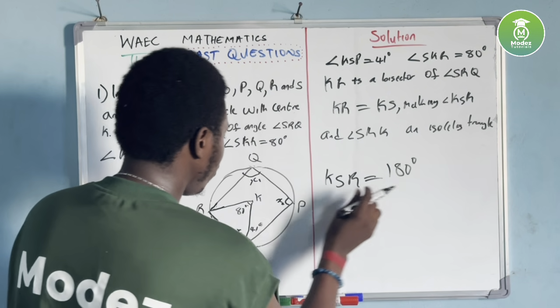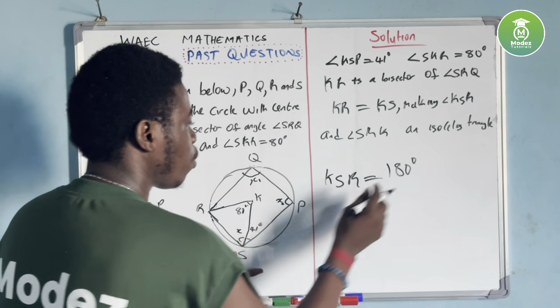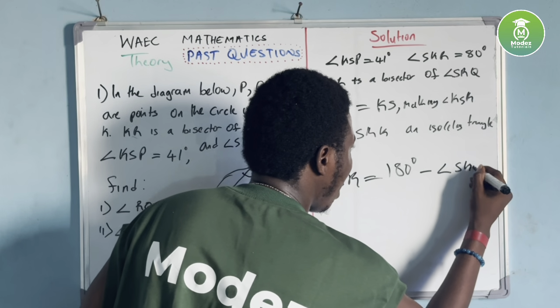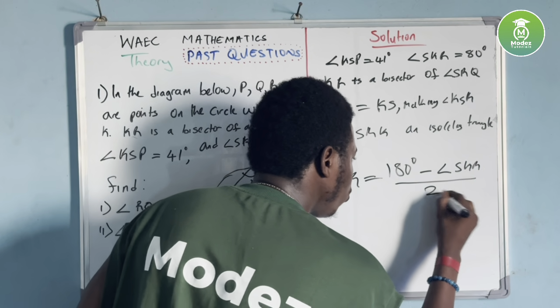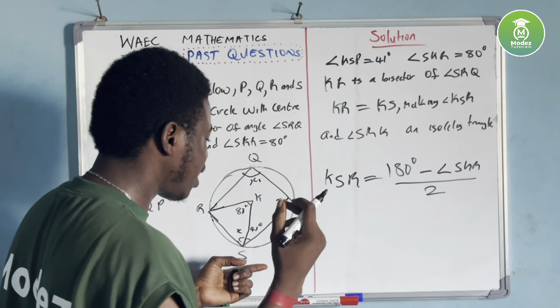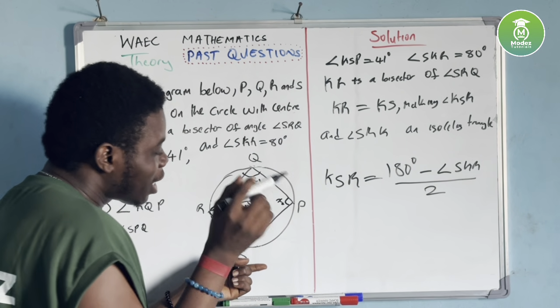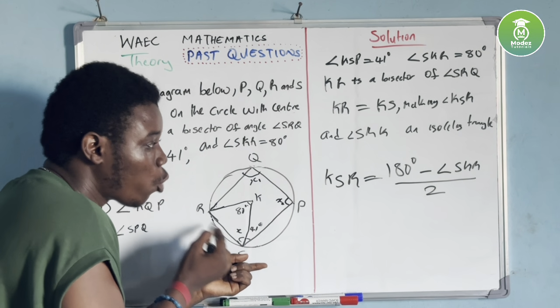So how do you get this? KSR is equal to what? 180 degrees minus SKR over 2. Do you get it? You have to divide by 2. Why? Because don't think we are only looking for this. We are looking for both of them.